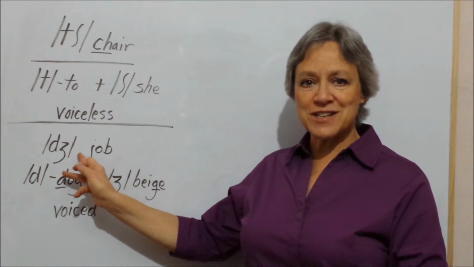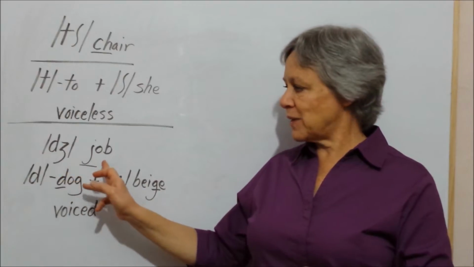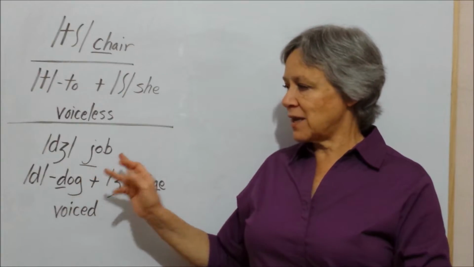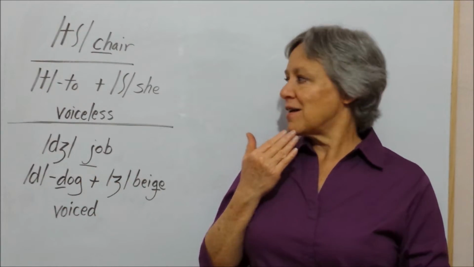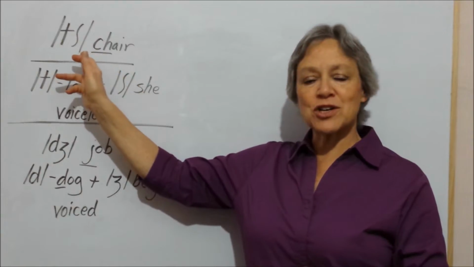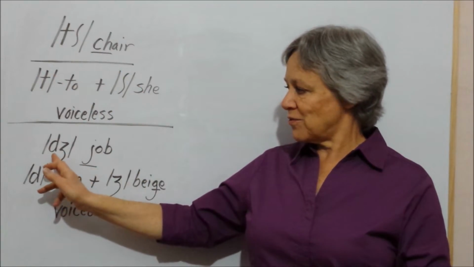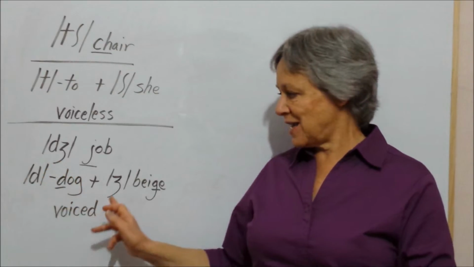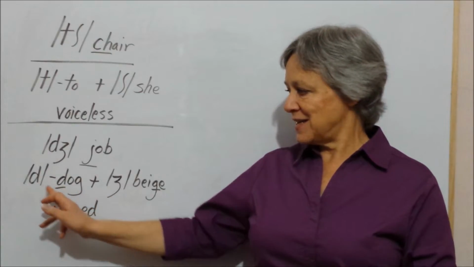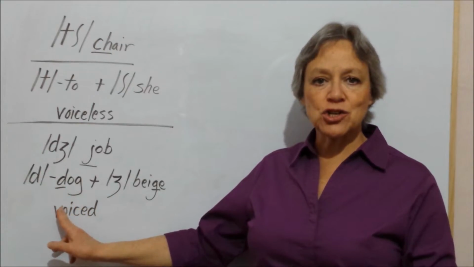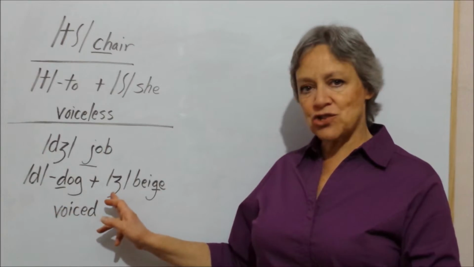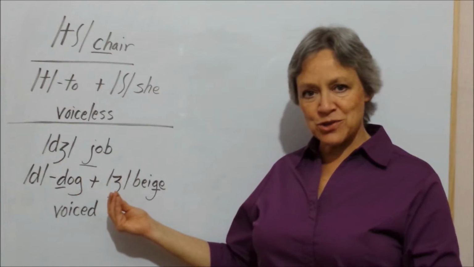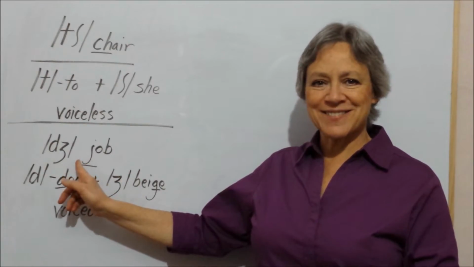With the j sound, this is the sound that we hear at the beginning of the word job. Job. The mouth and tongue position is the same as for ch. But this one is a combination of the sounds d and j. D is the sound we hear at the beginning of the word dog, and j is the sound that we hear at the end of the word beige. So we combine those two sounds to make j.